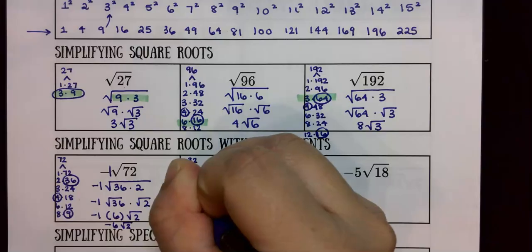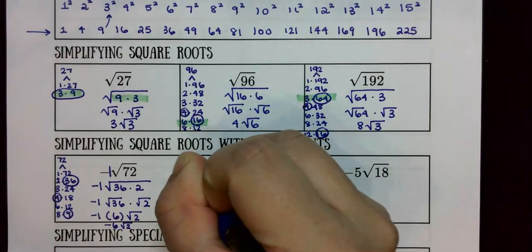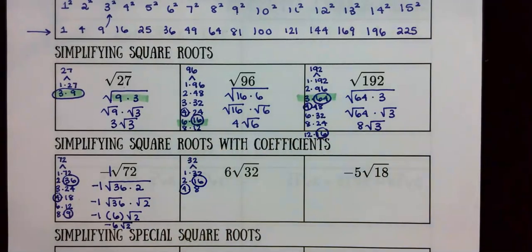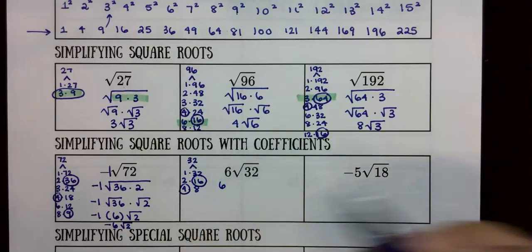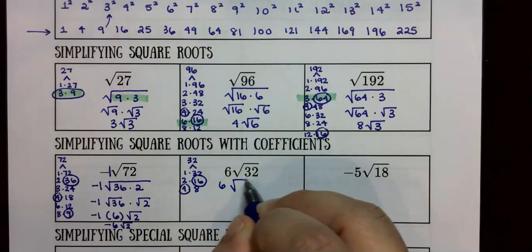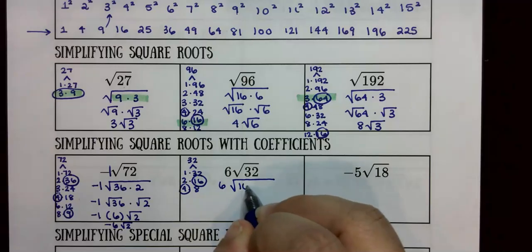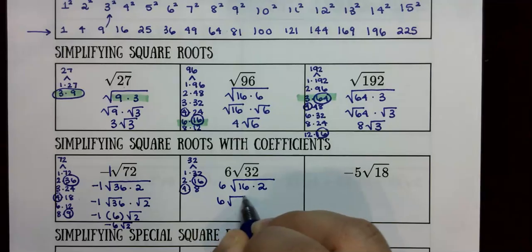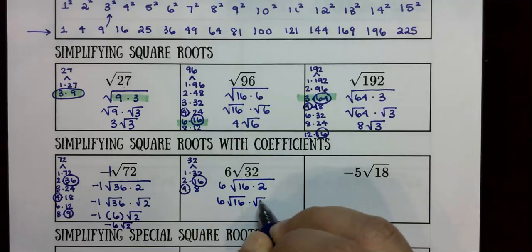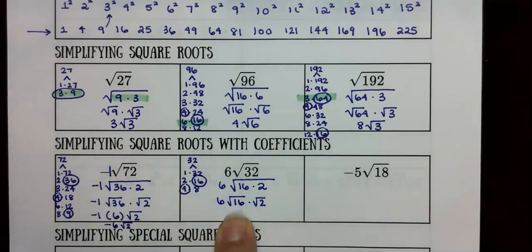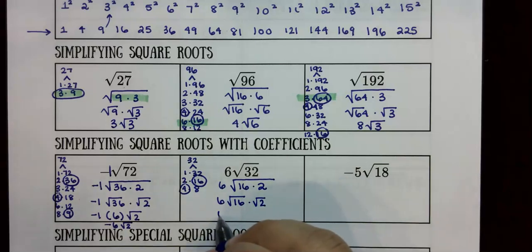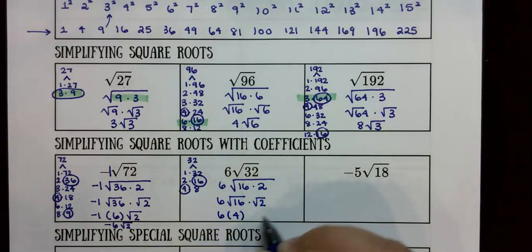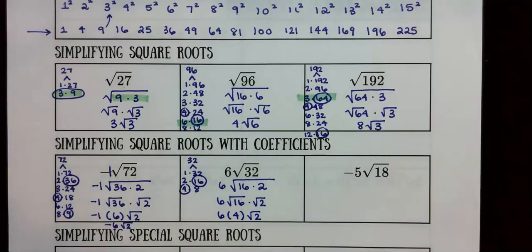All right, so from here, let's look for our perfect squares. We know 4 is a perfect square. 16 is a perfect square. 16 is bigger, so we're going to use 2 and 16. And don't forget about the 6 in the front. Even though we're not going to do anything with it at the beginning, we're going to do it at the end. So keep on bringing it down. So 16 times 2. Then we say 6 square root of 16, square root of 2. The square root of 16 is 4, so we have 6 times 4, square root of 2.